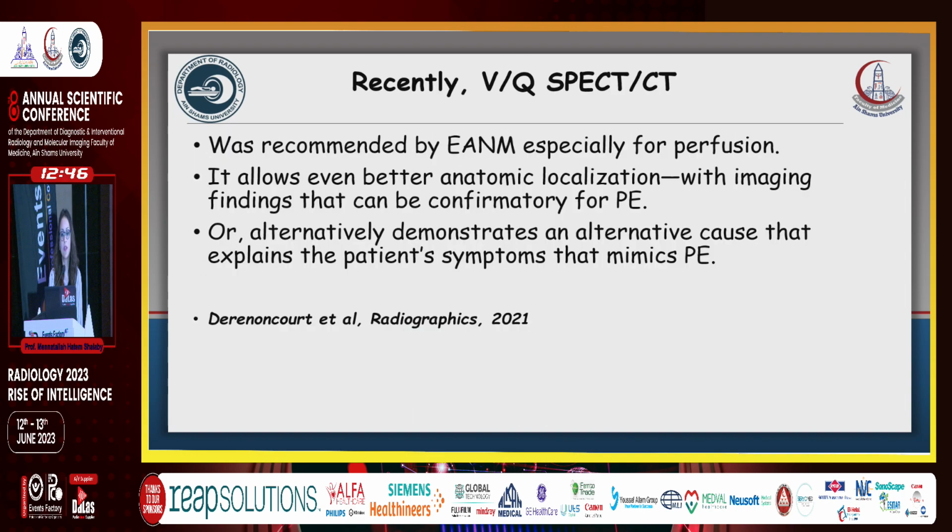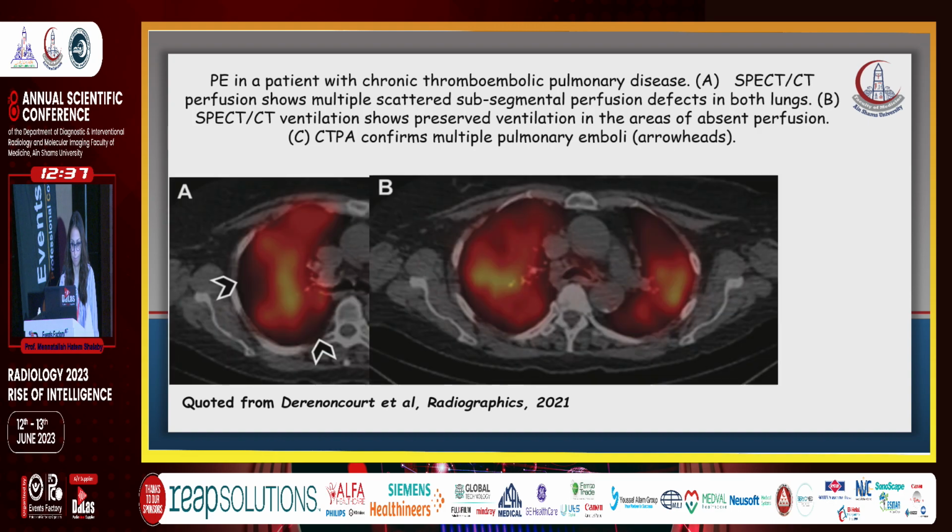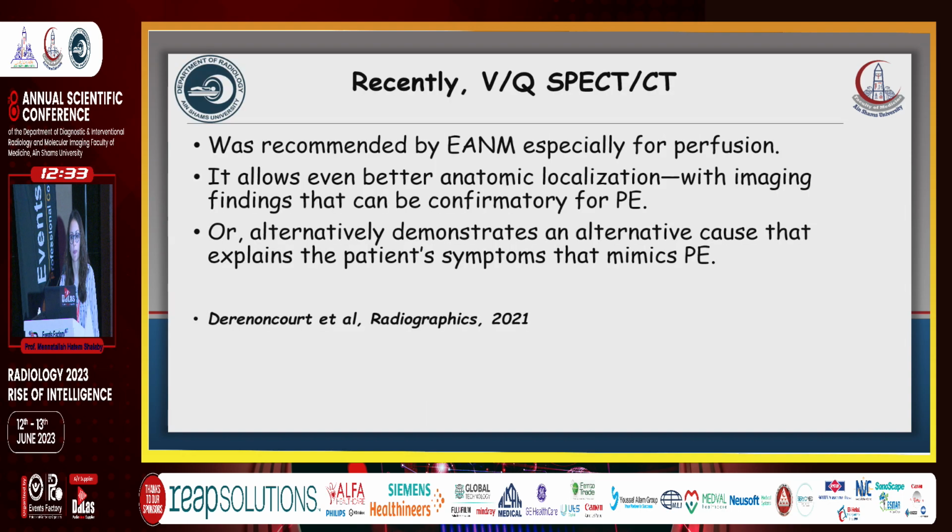So this led to the European Association of Nuclear Medicine recommending VQ SPECT CT, especially for perfusion. It allows even better anatomic localization with imaging findings that can be confirmatory for pulmonary embolism, or alternatively demonstrates an alternative cause that explains the patient's symptoms that mimics PE.